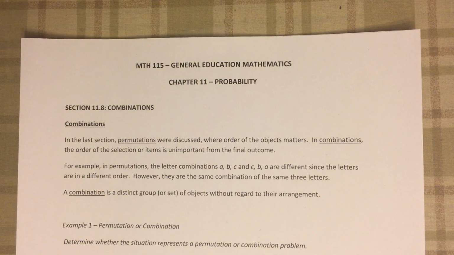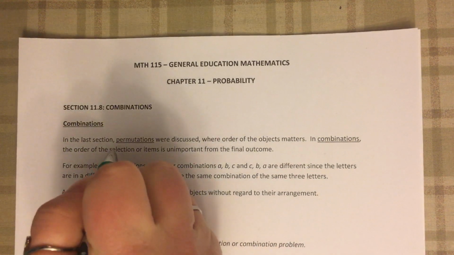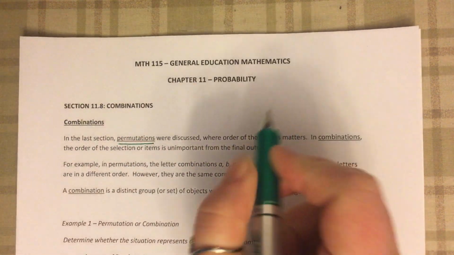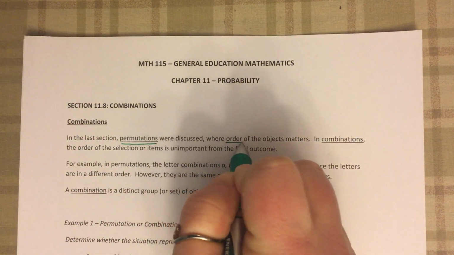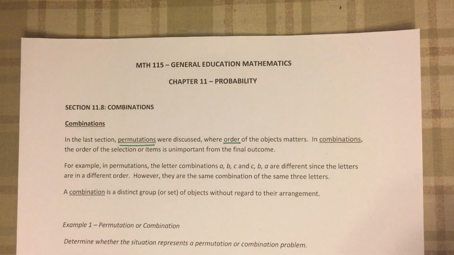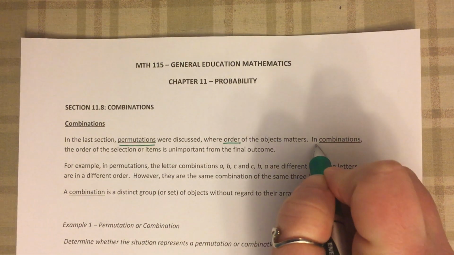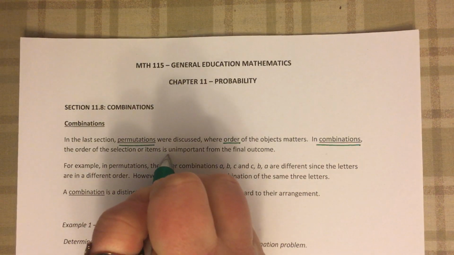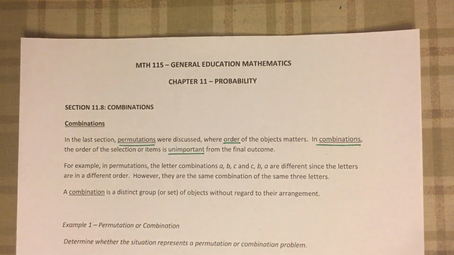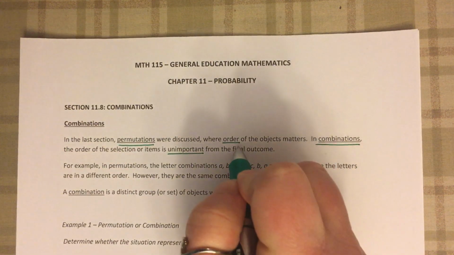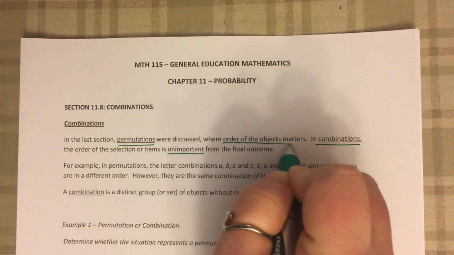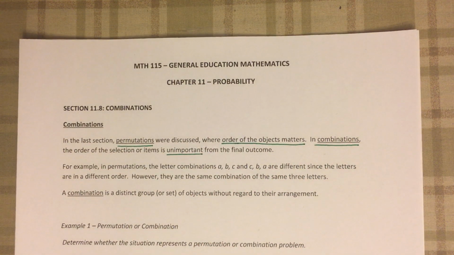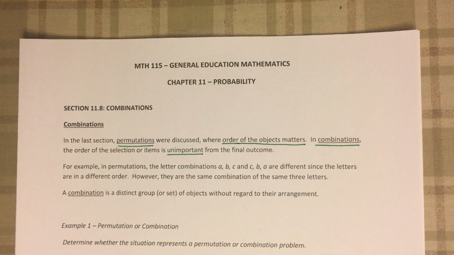When we're dealing with permutations, the order of the objects matters. When we're dealing with combinations, the order is unimportant for our final outcome. So the big difference is for permutations, order matters. For combinations, the order is not important.